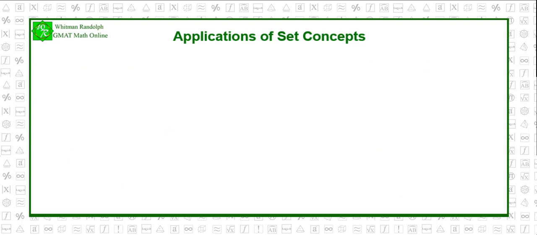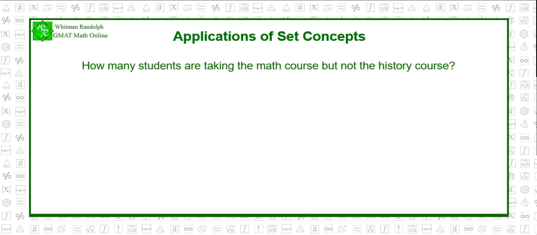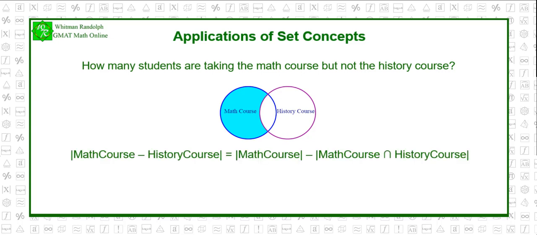Here's another example. How many students are taking the math course but not the history course? In this case, we want the cardinality of the set difference, math course minus history course, as shown in this diagram. We can find this total by using this formula. The cardinality of math course minus history course equals the cardinality of math course minus the cardinality of math course intersect history course, which is equal to 135 minus 45, and that's equal to 90. So 90 students are taking the math course, but not the history course.